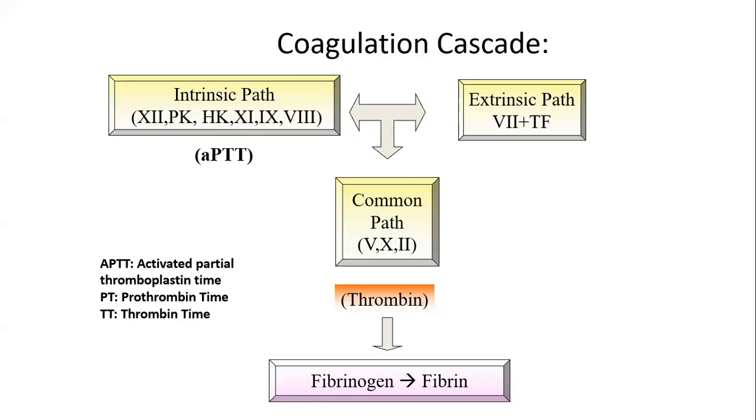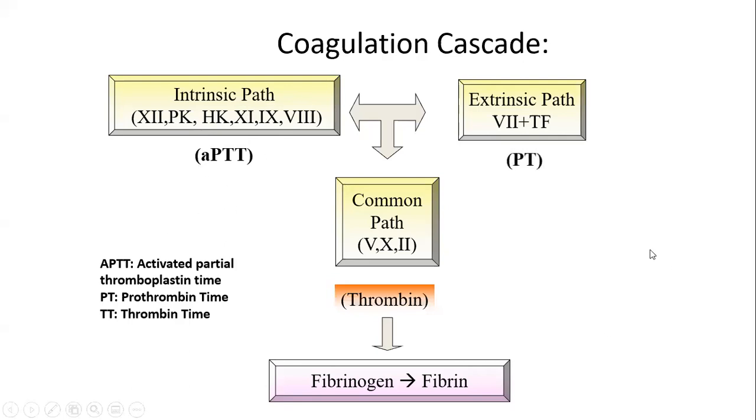Very good. That means whatever factors are involved in the intrinsic pathway, one of them may be defective or deficient, making the intrinsic pathway slow or delayed. Is that making sense? Yes. So if next time somebody tells you the patient's activated partial thromboplastin time is delayed or increased, that means the efficiency of the intrinsic pathway is reduced. That means any factor involved in the intrinsic pathway may be deficient or absent. This is how you have to correlate.